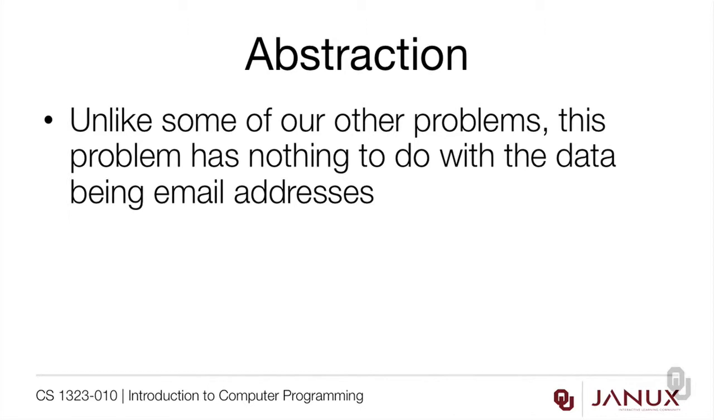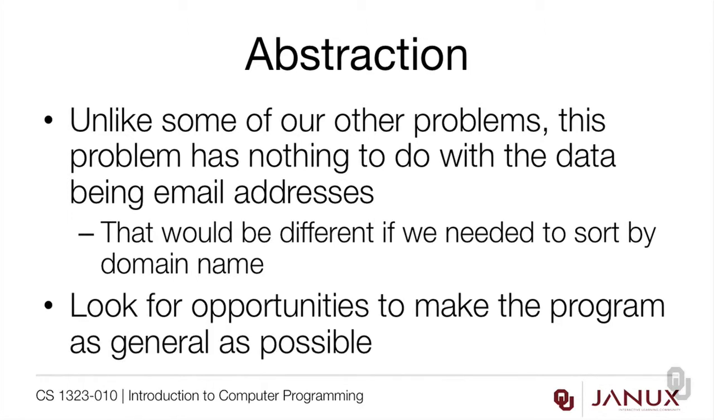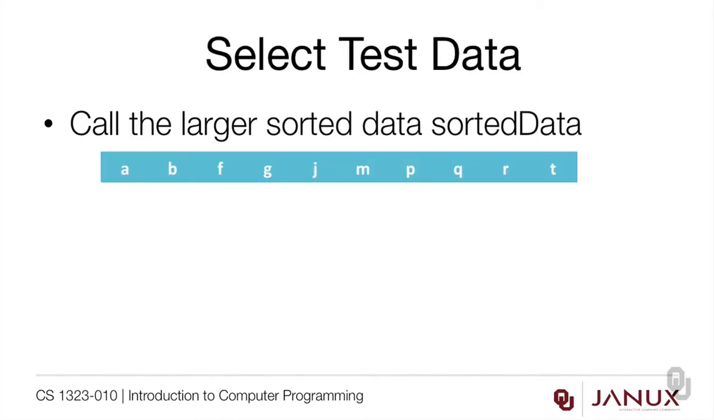Now, the first thing we want to do is consider whether this problem can be abstracted. So, for example, does this problem really have anything to do with email addresses? Or could we write a general program that merges a sorted and unsorted set of data? It would be different if we needed to sort by domain name, because then the fact that they're email addresses really matters. So you want to look for opportunities to make your program as general as possible when you're writing it. So let's select our test data.